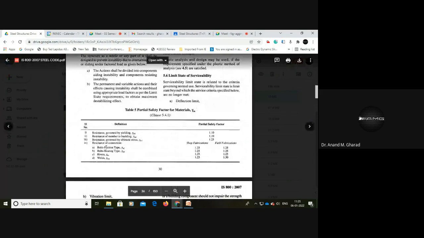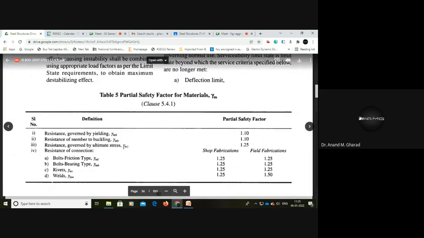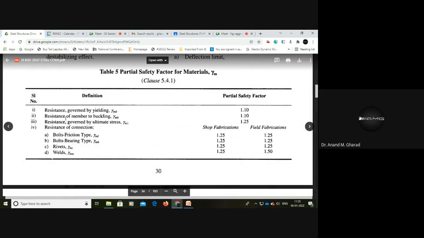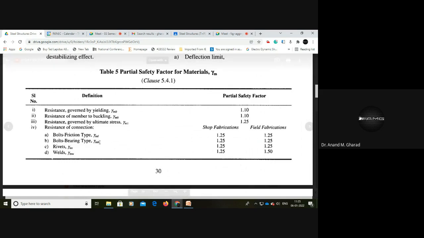Over here, you will observe the description is given. Now you can see bolts. Fine. The resistance of connection: bolts, friction type; bolts, bearing type; rivets and welds. We will be assuming bolts to be bearing type. Okay, and the notation for that bearing type bolts is gamma MB.